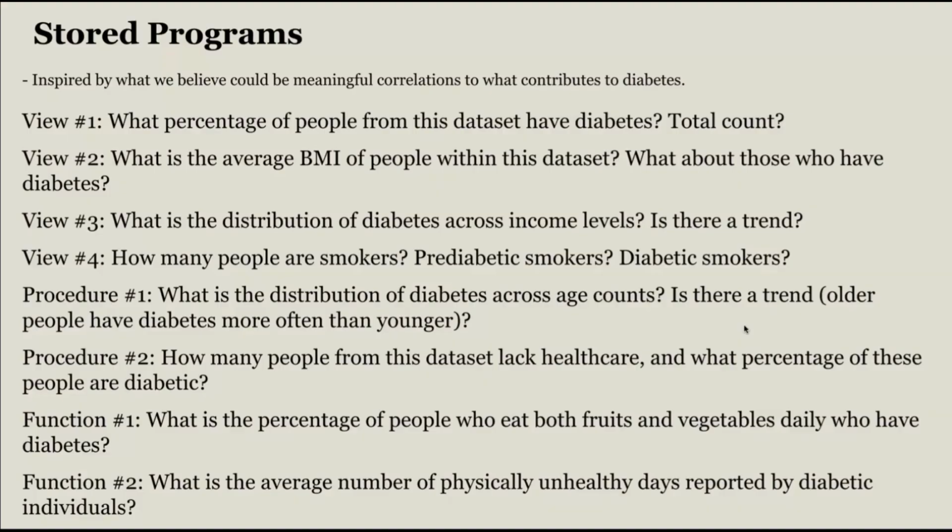What is the percentage of people who eat both fruits and vegetables daily who have diabetes? We found 21% of those who eat both fruits and vegetables have diabetes, which could be interpreted that eating your fruits and vegetables may lower the chance of having diabetes.